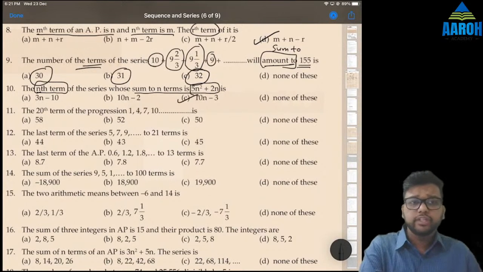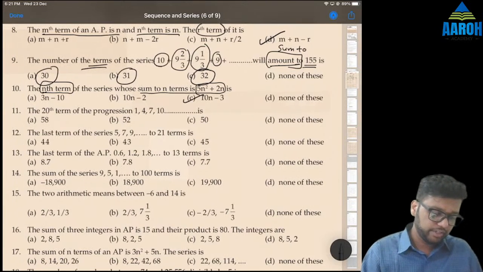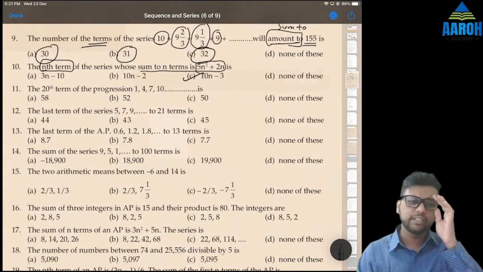If anyone has any doubt, you can let me know at any point of time. Otherwise, let's go to 11th.